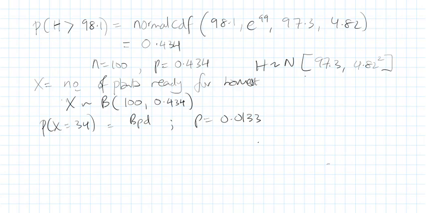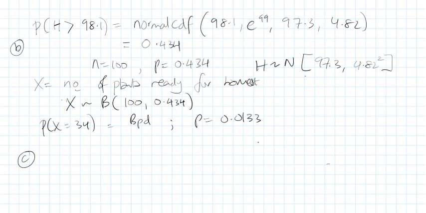Use binom PDF. 100 is n, 0.434 is p, 34 is the x value, which is equal to 0.133. Okay, so part B is done.